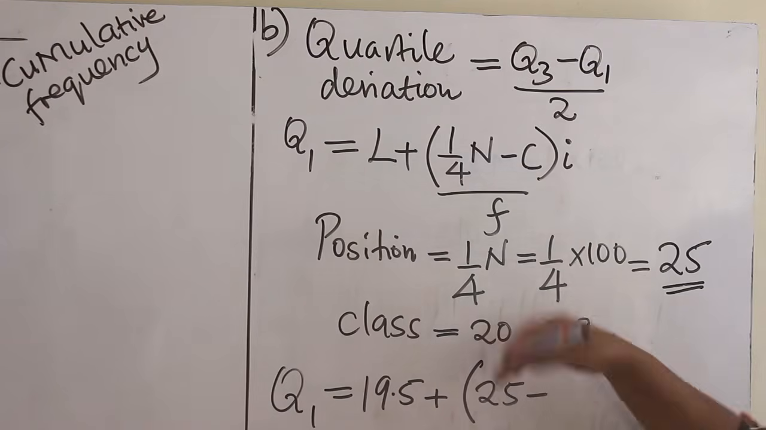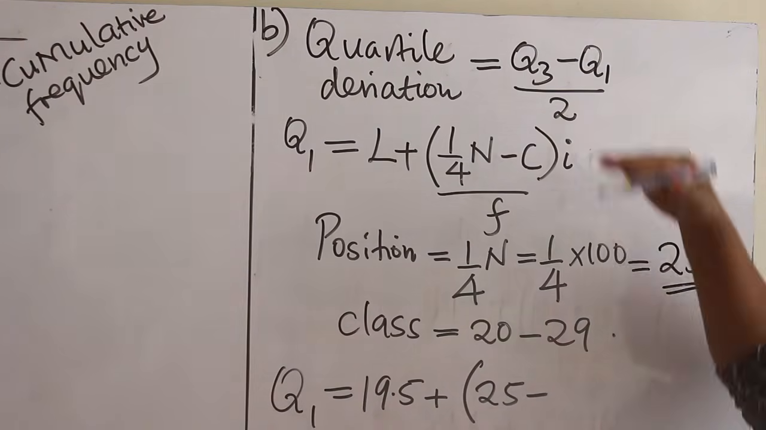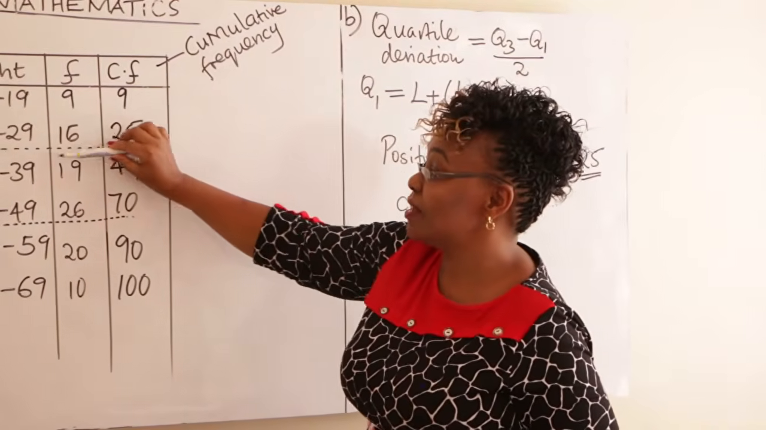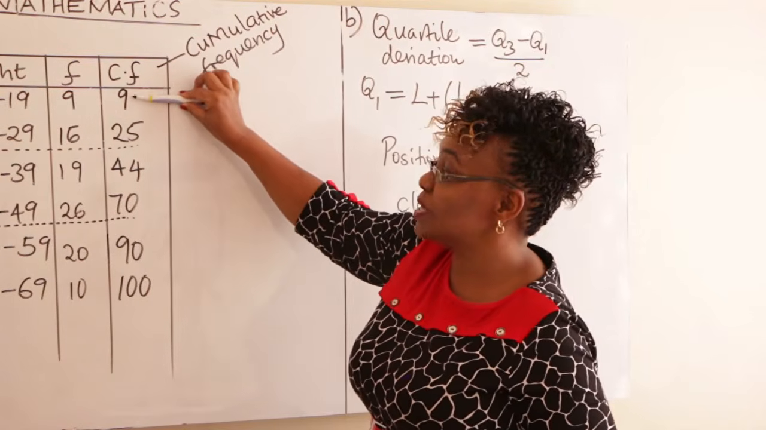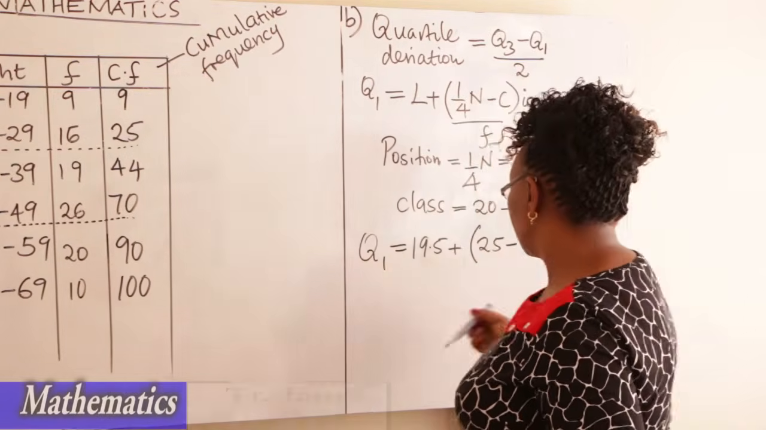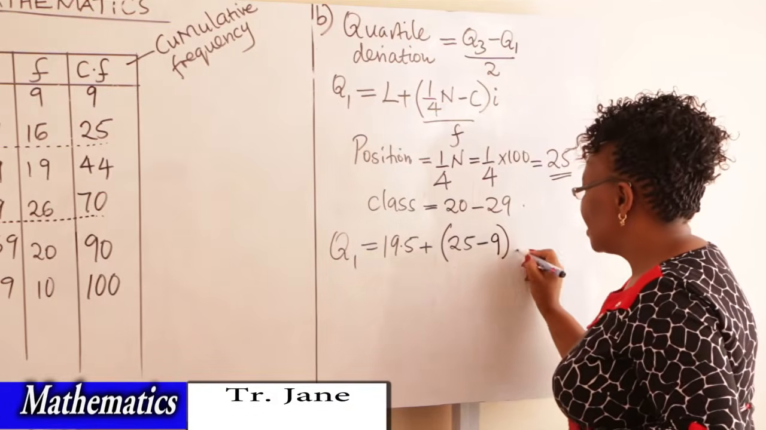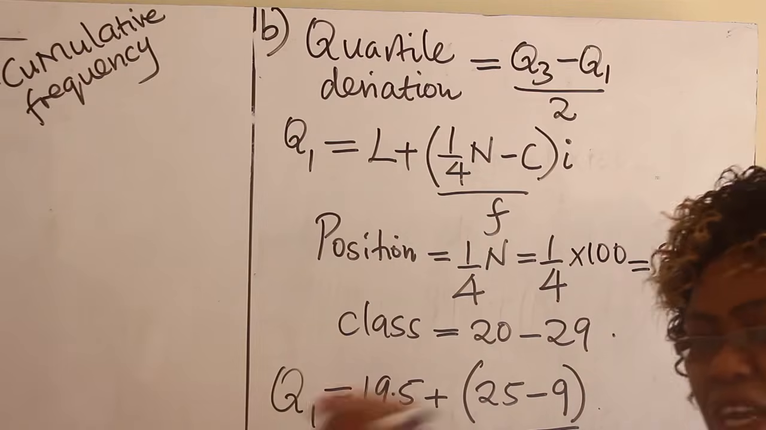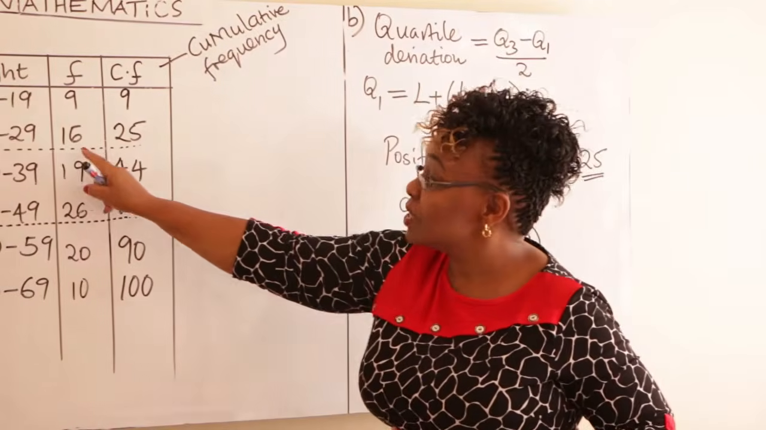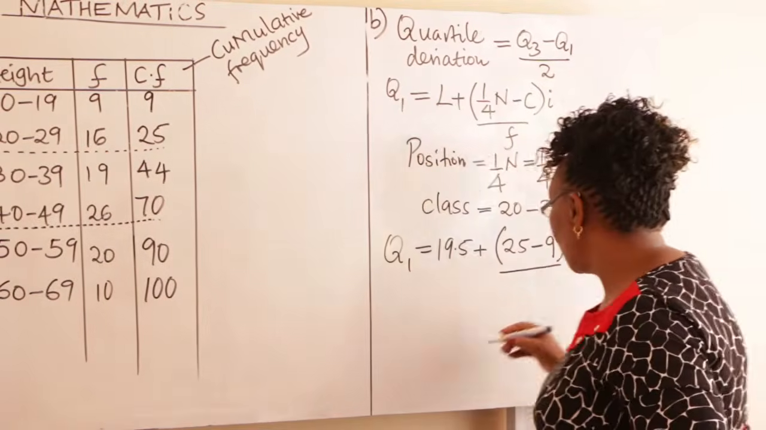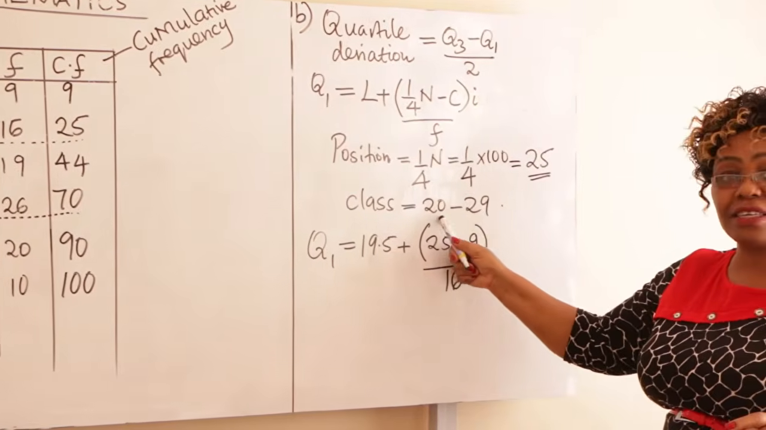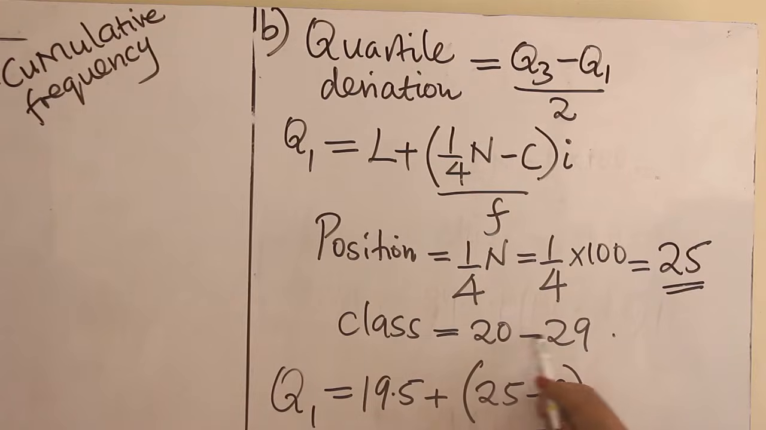What is the cumulative frequency above? The cumulative frequency just above the class that you are dealing with. So we are dealing with this row here, and our class is this. So the cumulative frequency above is 9. So you come and write here 9. Divide by F. F refers to what again, learner? The frequency of that class. So what is the frequency of that class? 16. You come and put it here. And finally, what is your I? What is the class interval of this class? Again, it is 10. So you write your 10 there.